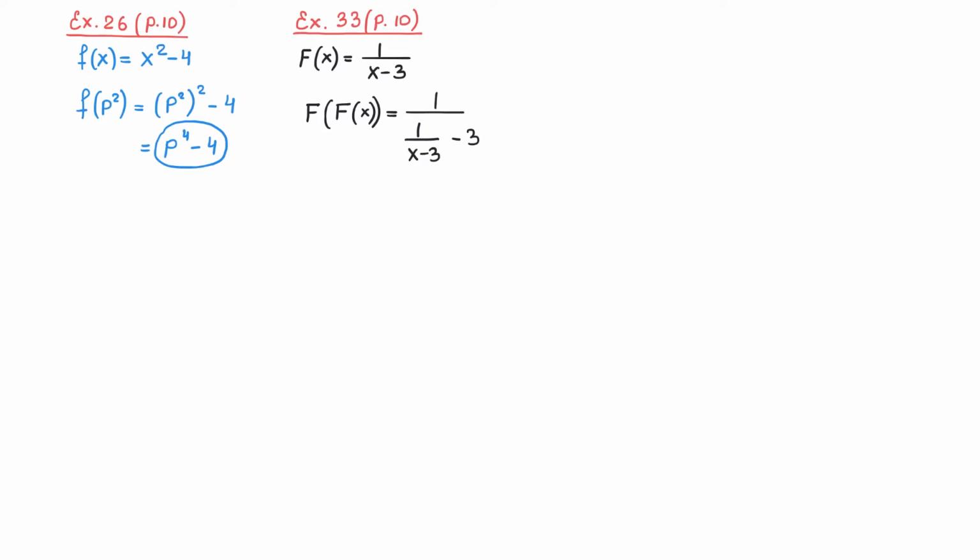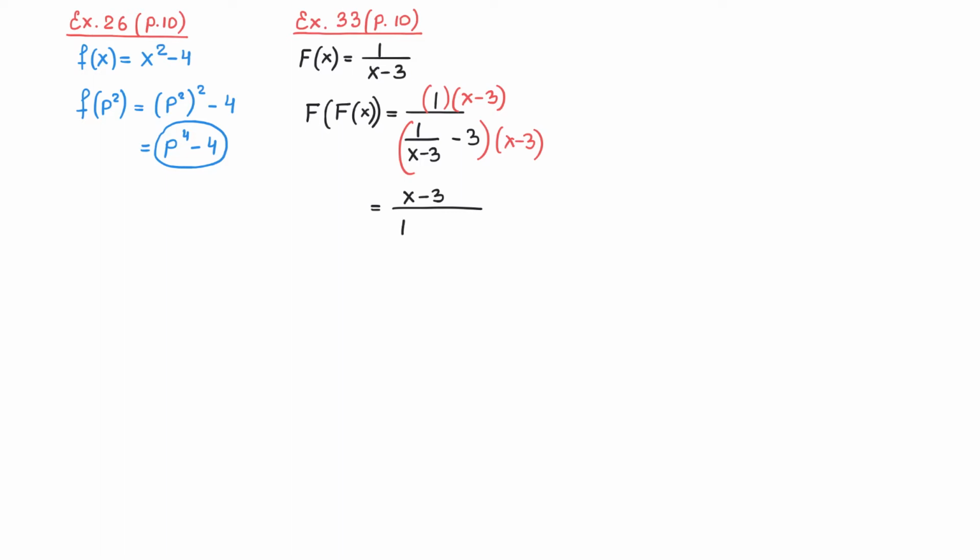From here, we will multiply the numerator and the denominator by the denominator of this fraction. So again, we will multiply the numerator by x minus 3 and the denominator by x minus 3. In the numerator, 1 times x minus 3 is x minus 3, and in the denominator, when we multiply 1 over x minus 3 times x minus 3, x minus 3 and x minus 3 will cancel, and we will just have 1. So let's bring down 1.